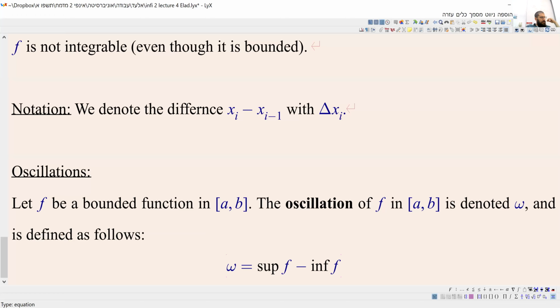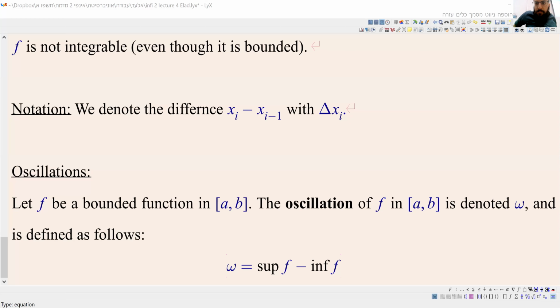Intuitively, sup f is the maximum and infimum is the minimum. But we know that mathematically there can be a difference. The maximum is a point which we actually have in the segment. One can plug it in and get the value. And supremum is sometimes something that we just tend to, we don't actually get it in the segment itself. So omega is the difference between the supremum and the infimum.